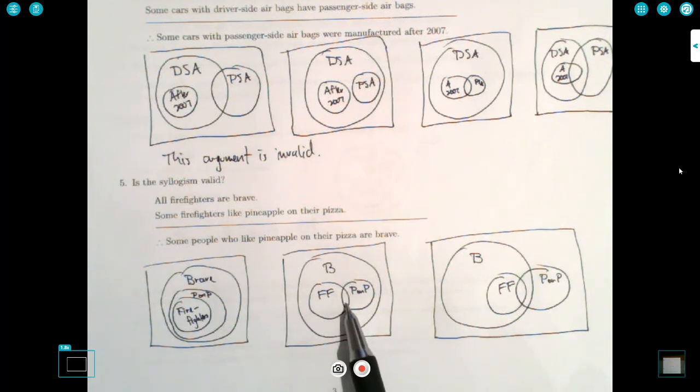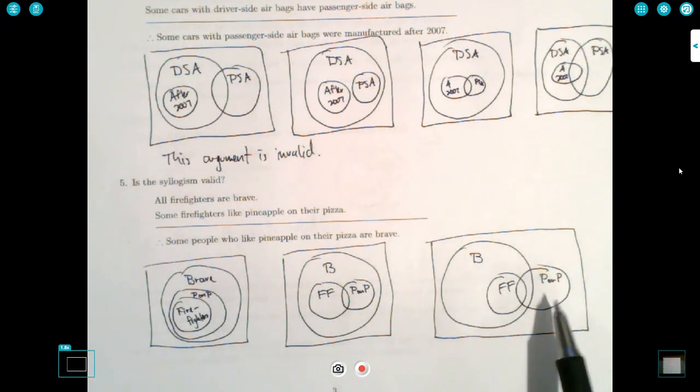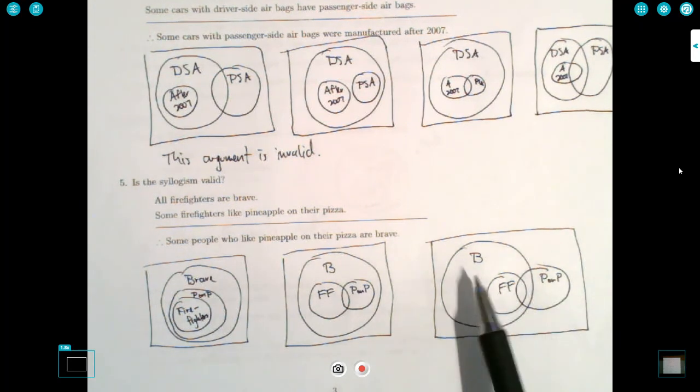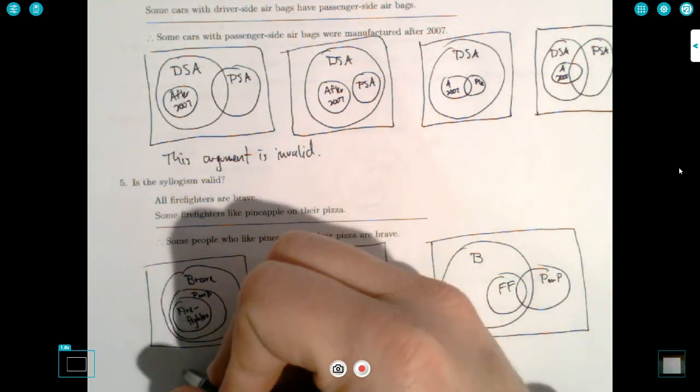And then you also realize that firefighters have to be inside of the brave circle because all firefighters are brave. So the only way you can get an overlap between firefighters and people who like pineapple on their pizza is for at least part of the circle of people who like pineapple on their pizza to be inside of the brave circle, right? No matter how you draw it, at least part of this circle has to be inside of the brave circle. Okay? And so then the conclusion, some people who like pineapple on their pizza are brave, that has to follow. Right? So this argument is valid.